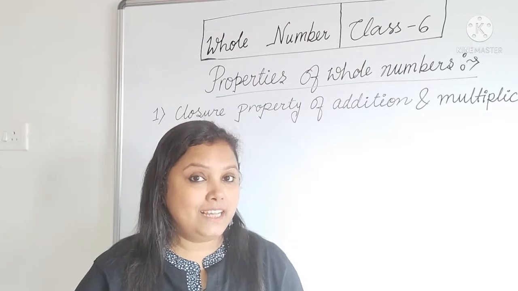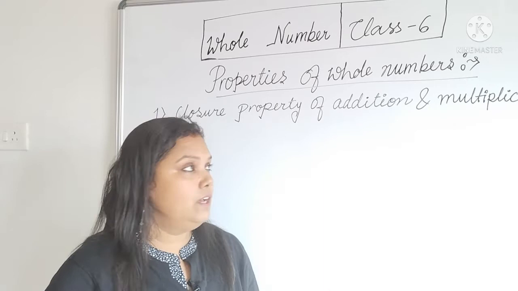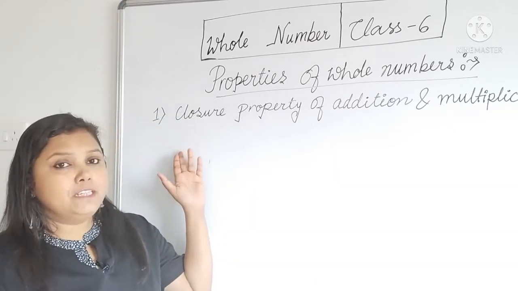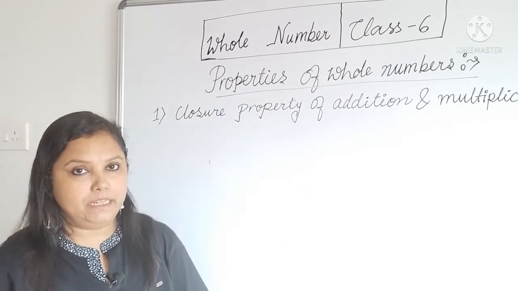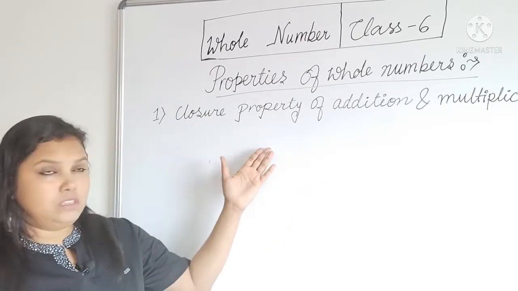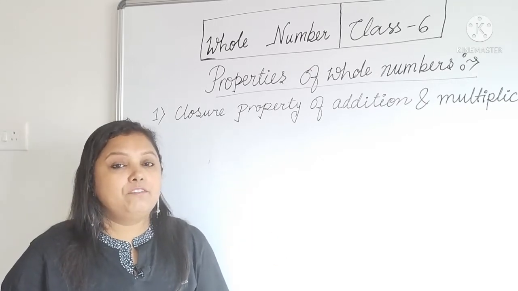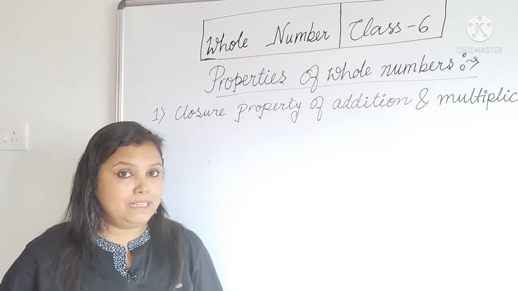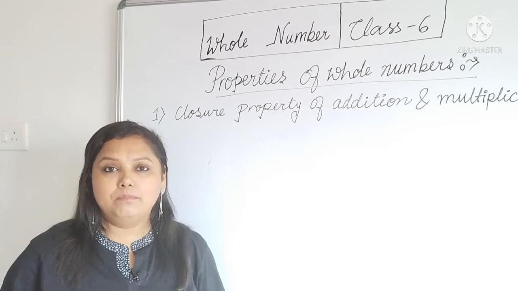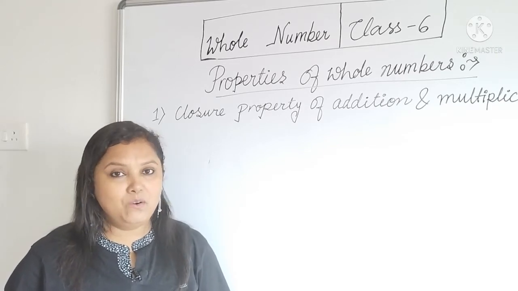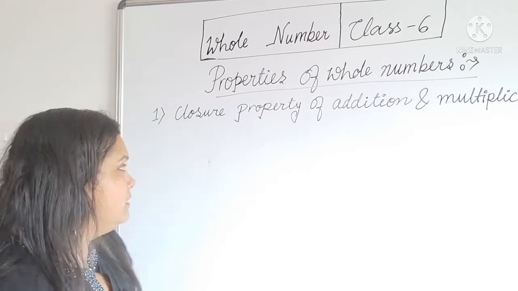Today we are going to discuss the properties of whole numbers, and this is for class 6th. The very first property here is the closure property of addition and multiplication. What does the name closure property exactly mean? It simply means that when any two whole numbers are added or multiplied, the sum or the product will always be a whole number. Let's take one example and try to understand this property.